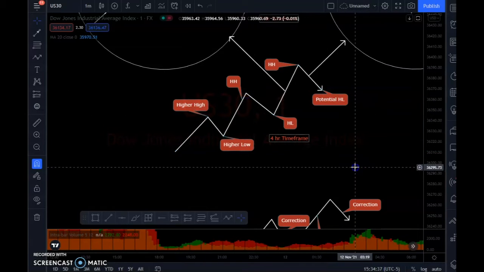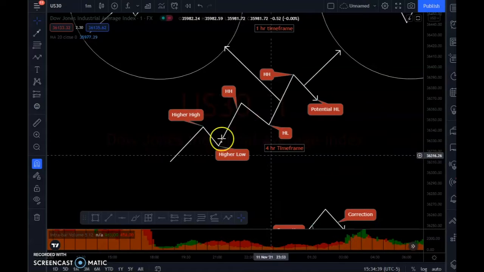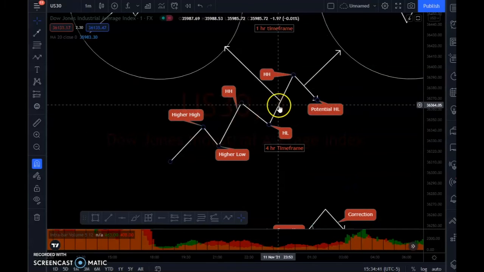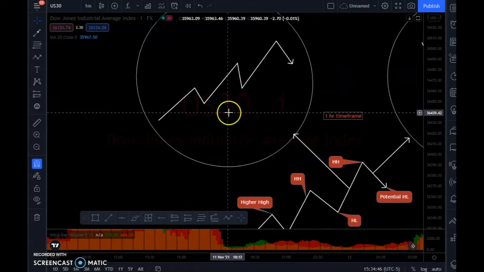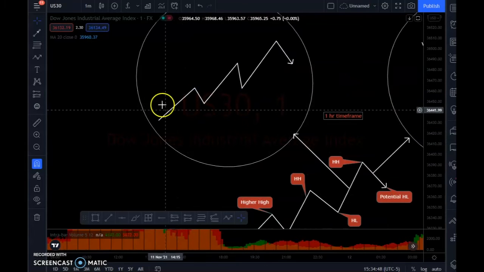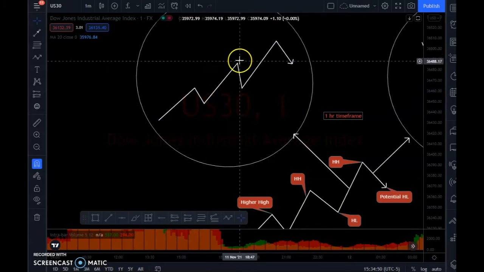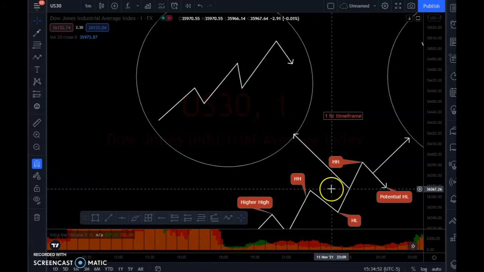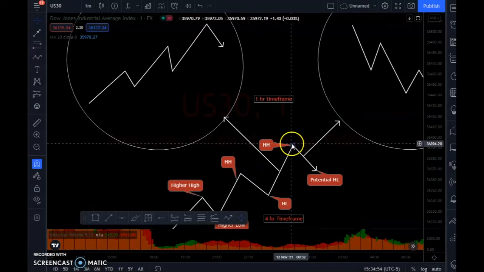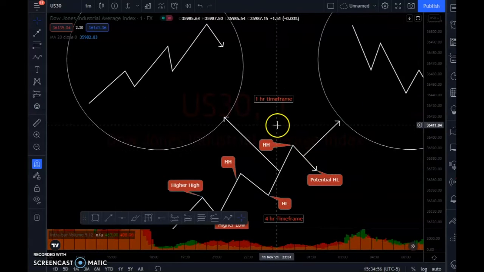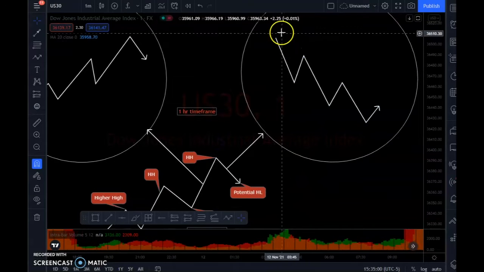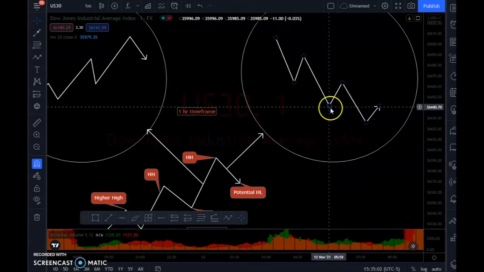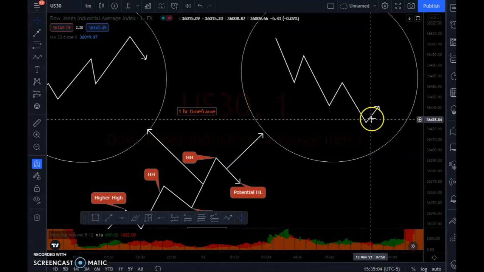But in this uptrend, this is how it looks. So this is on the 4 hour time frame, but each of these legs on a smaller time frame, on the hour time frame, looks like this. It's creating another market structure of impulse, correction, impulse, correction, impulse. And for the correction on the 4 hour, on the hourly, this is what it looks like. Impulse, correction, impulse, correction, impulse, correction.